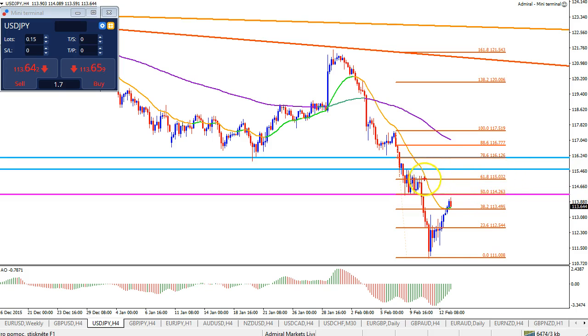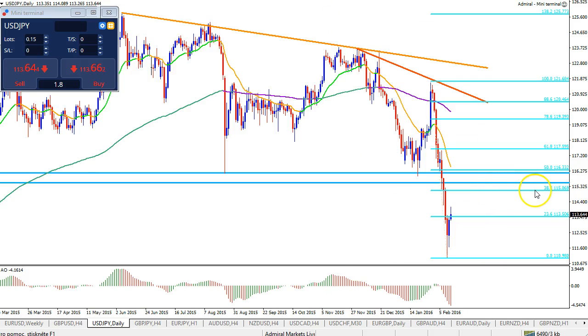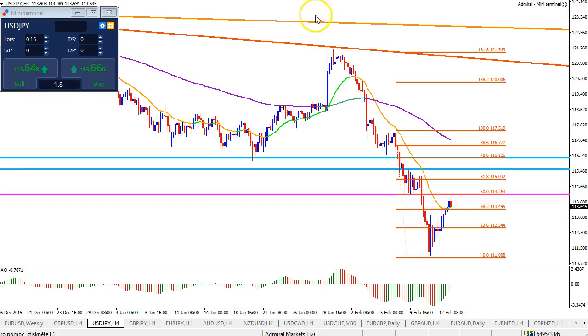Why? Well, because there's this zone in here. It's a fib as well. It's on the daily chart, it's a 38.2 fib. On a 4-hour chart, it's a 61.8 fib. So there's a lot of confluence in that zone. And that seems to be the ideal level.